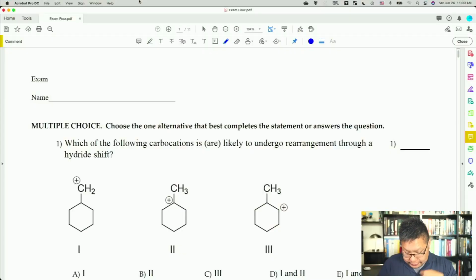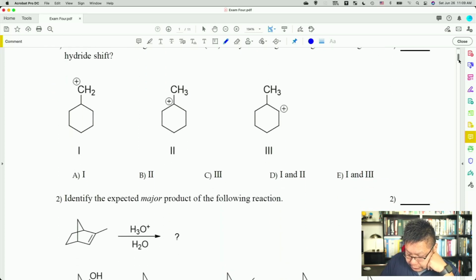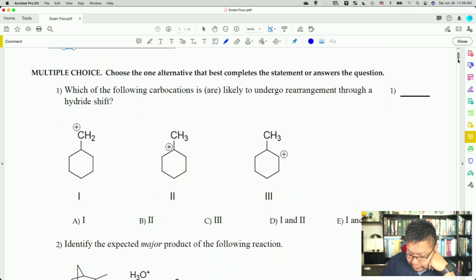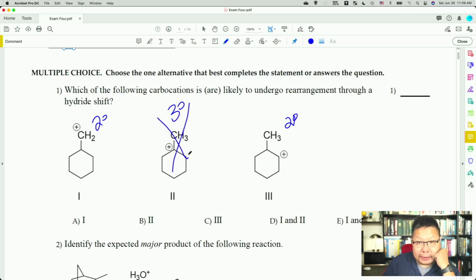There we go. This is Exam 4. Okay, Exam 4, first question. Which of the following carbocations are likely to undergo a rearrangement through a hydride shift? Well, we've got a secondary carbocation there, we've got a secondary carbocation there, and then we have a tertiary carbocation there. This one definitely will not go through a hydride shift. It's already happy, being a tertiary carbocation itself. So the only two answers left are these two here, 1 and 3. So the answer is E.